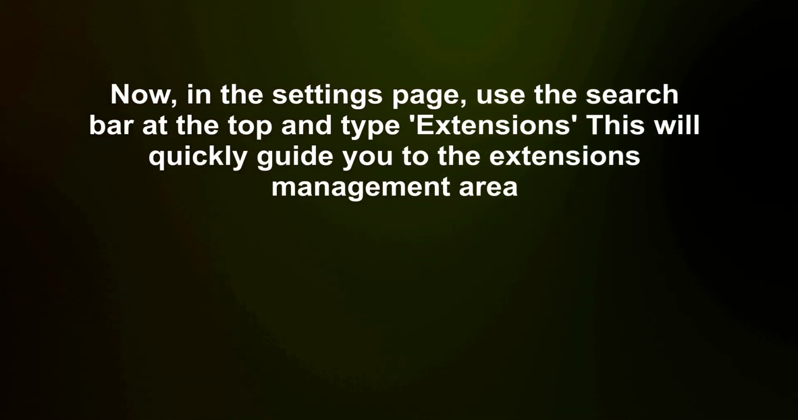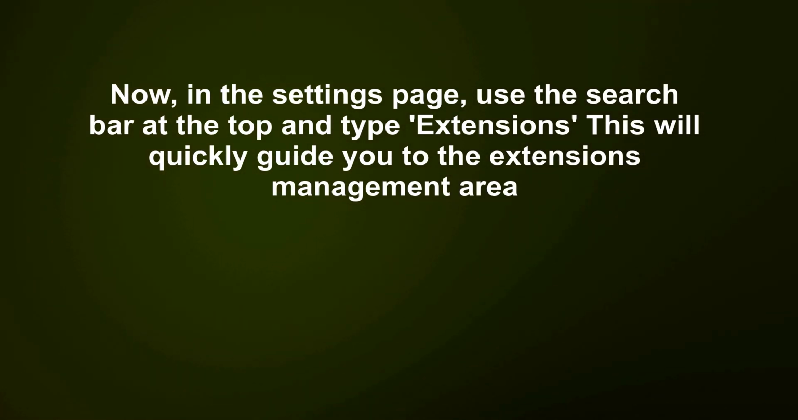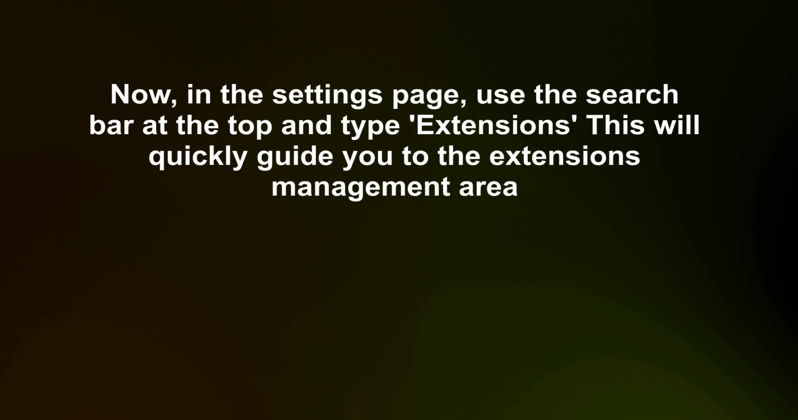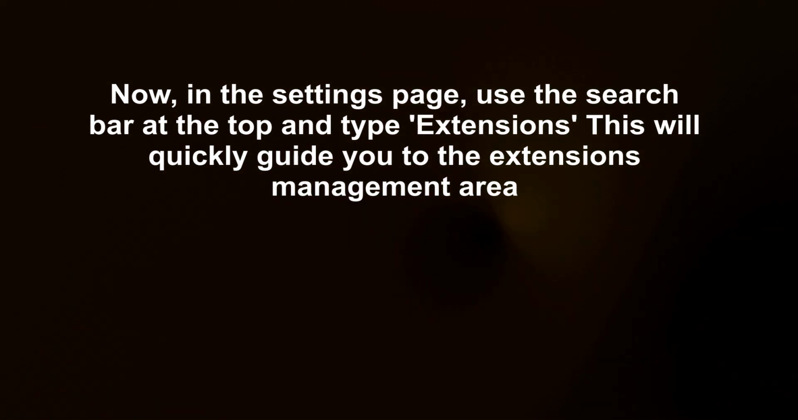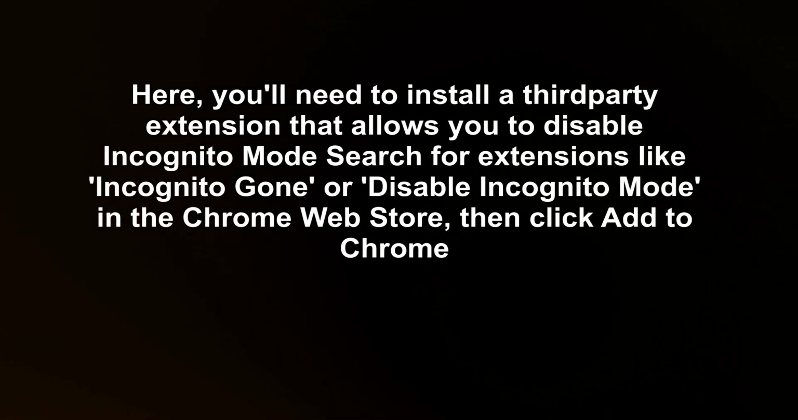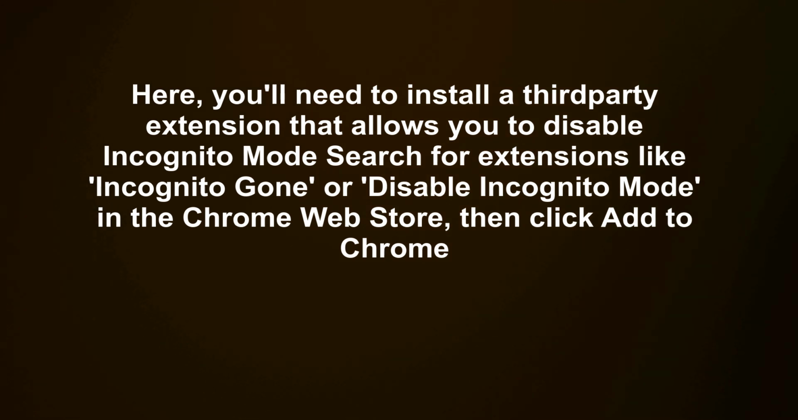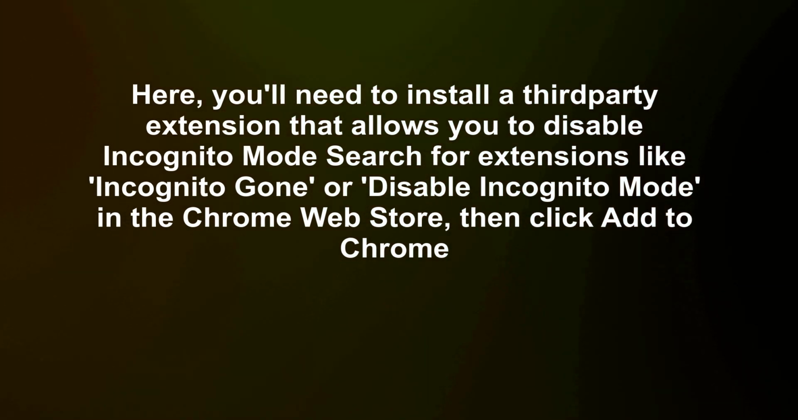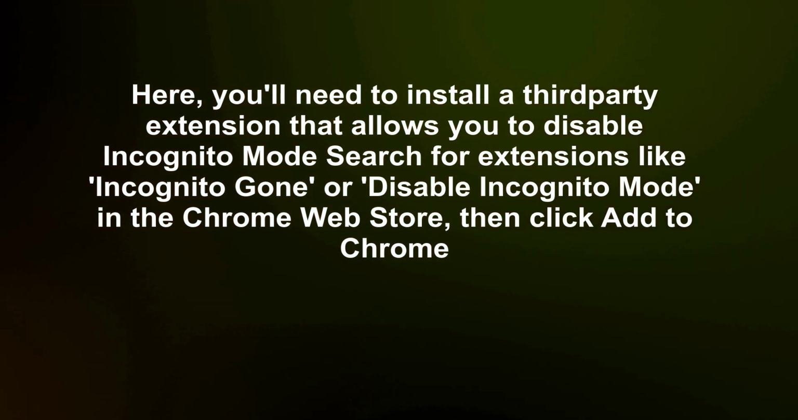Now, in the Settings page, use the search bar at the top and type extensions. This will quickly guide you to the extensions management area. Here, you'll need to install a third-party extension that allows you to disable incognito mode. Search for extensions like Incognito Gone or disable incognito mode in the Chrome Web Store.